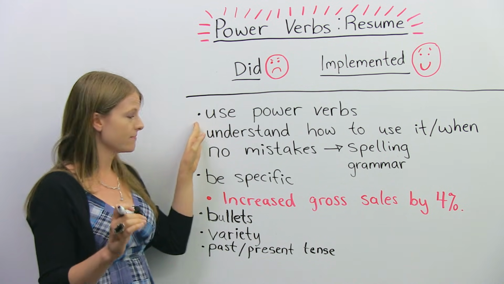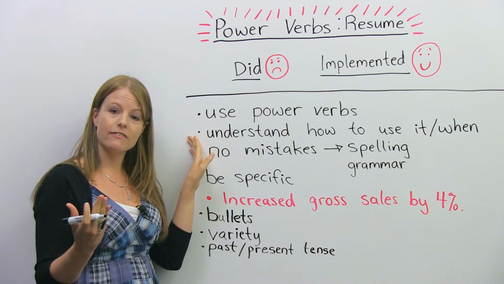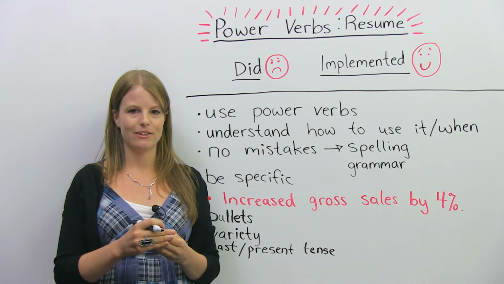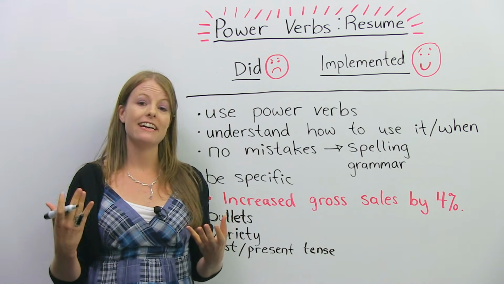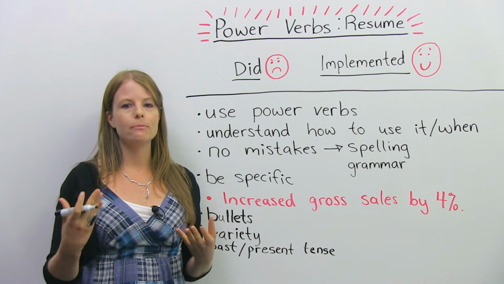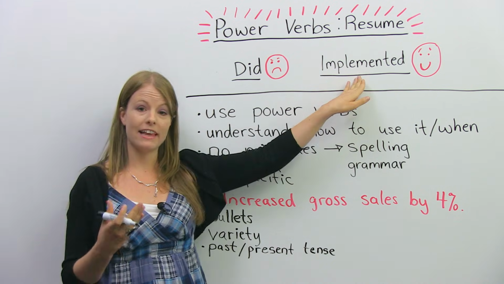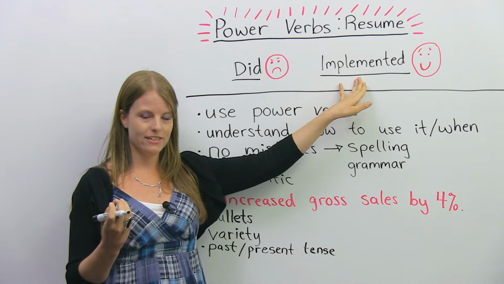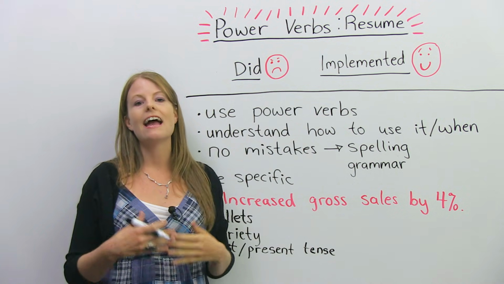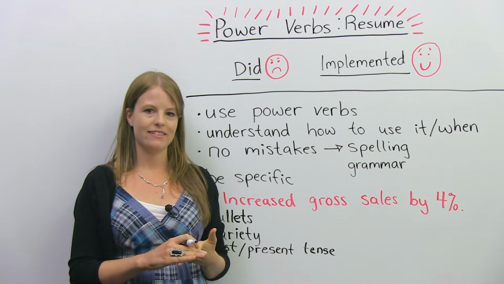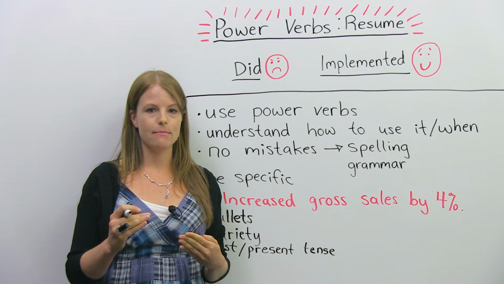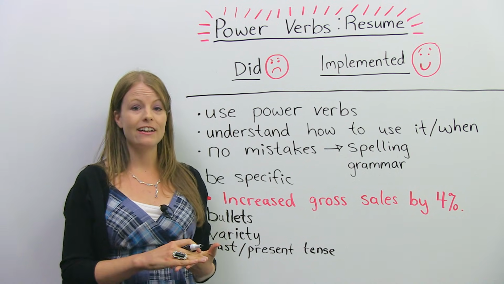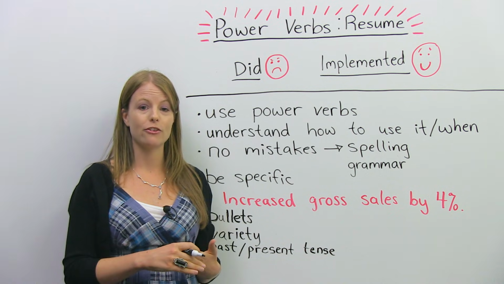Very important. My second piece of advice: understand how to use the power verbs. You don't want to make a mistake on your resume, so you need to make sure that if you use a word like "implemented," you use it correctly. It's very important that you use these words correctly and you know when to use them. So make sure you understand the meaning totally before you use the word. Maybe check with the dictionary, or if you have a friend, maybe they can look at your resume too.